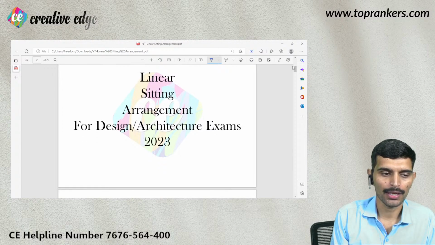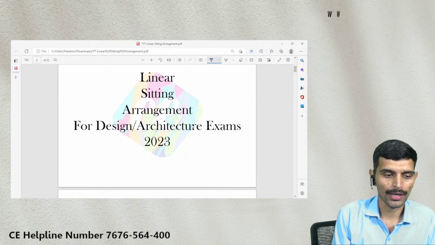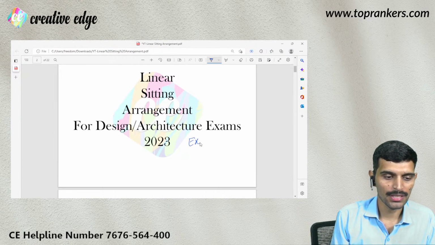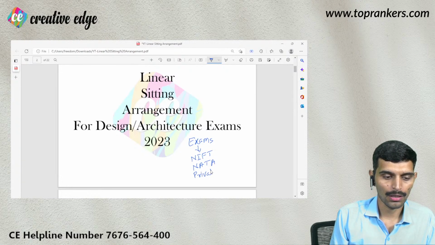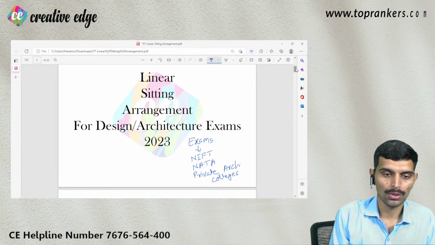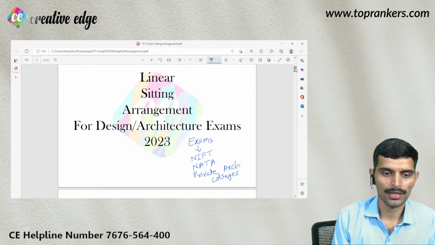The session for the day is linear seating arrangement for design and architecture entrance exams. As I have already told you, this topic is mainly important from the point of view of exams like NIFT, NATA, and private architecture colleges, right? So let us quickly discuss what and how things are happening here.